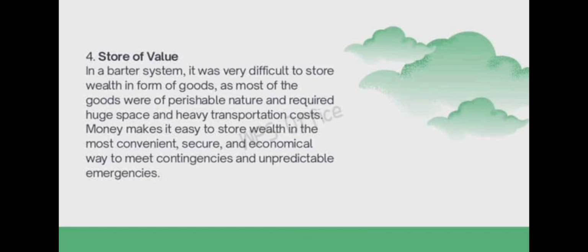For example, Maria is a farmer who grows mangoes. She wants to save her wealth for the future, but her mangoes will rot after a few days, so she cannot store them for long. She can't use them later to buy something because they'll be spoiled. So, her problem is her mangoes lose value quickly.